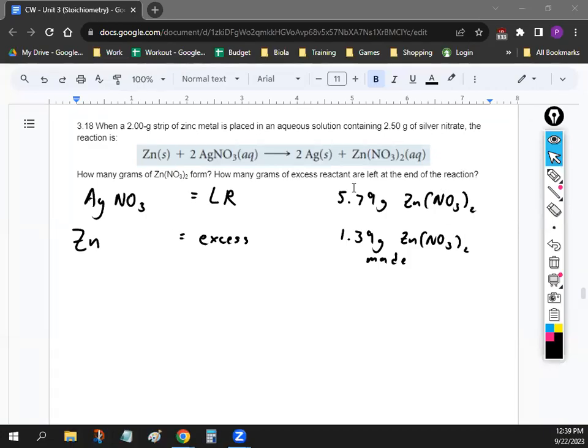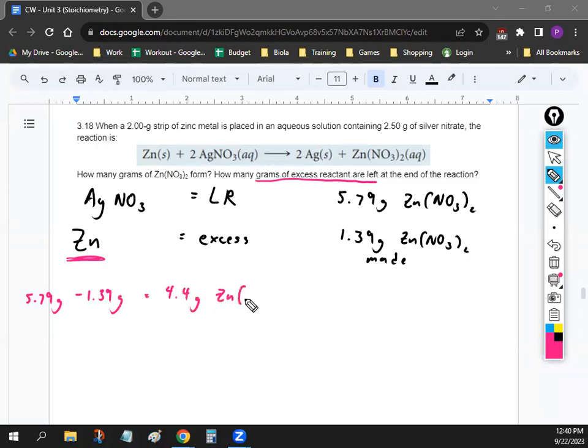Okay, so like we said last time, this is what we could have made, the 5.79, but we actually ended up making 1.39. So the last part of the question is going to be asking us how many grams of excess reactant are left. Okay, so what that means is we're taking a look at how much zinc do we still have inside of our reaction. So what we're going to do is we're going to take the amount we could have made, and then we're going to subtract how much we actually did make. So we're going to do 5.79 grams minus 1.39 grams. And 4.4 grams, I think I explained this last time.